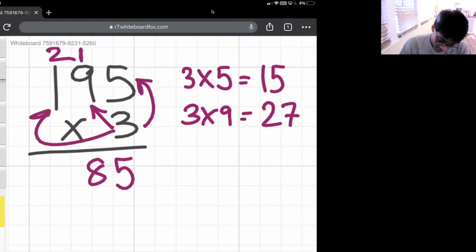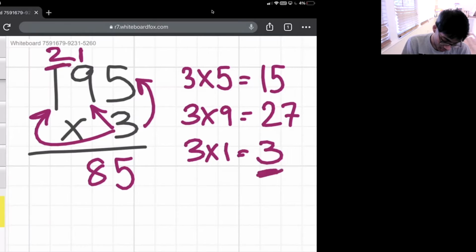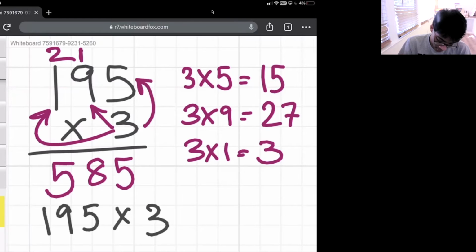We can do 3 times 1. Well, what's 3 times 1? Remember, anything times 1 is that thing. So 3 times 1 is 3. But don't forget to add this 2. So 3 plus 2 gives us 5. And so 195 times 3 is equal to 585.